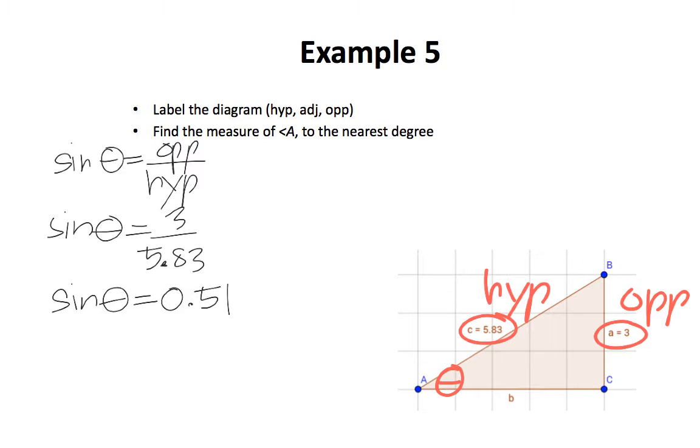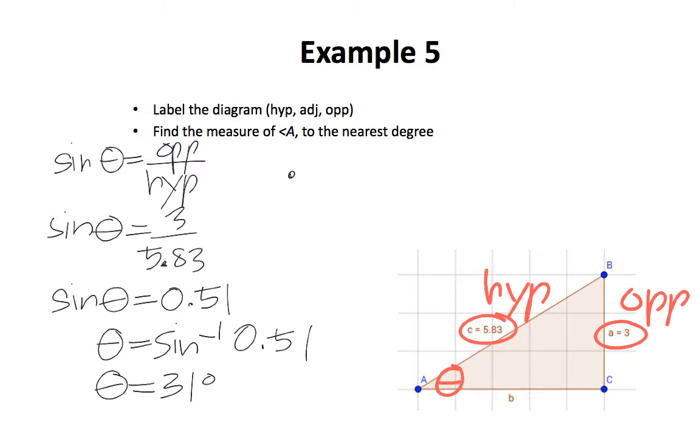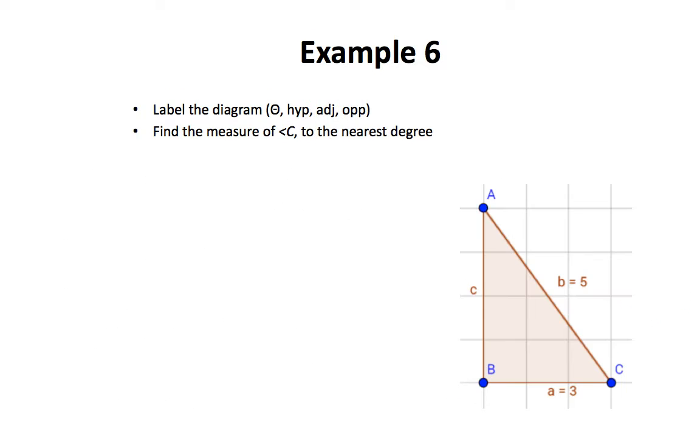Since I want to figure out what theta is equal to, I need to do the sine inverse of 0.51. The sine inverse of 0.51 is approximately 31 degrees. Therefore, theta is 31 degrees.